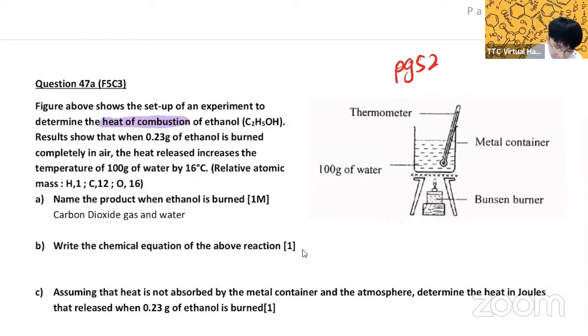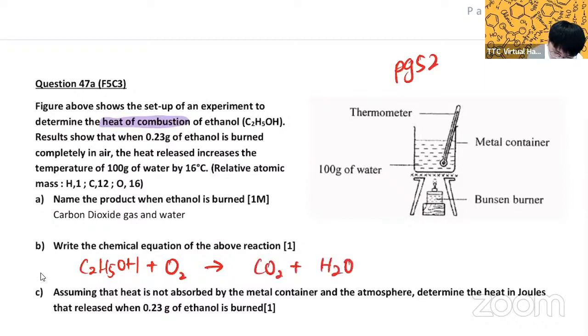Give the above chemical reaction as a chemical equation. So ethanol is C2H5OH. Burning, guys. Just now I told you, when should I add O2 and when should I not add O2? In this question, do you think you need to put O2? It's burning. You are burning that fuel, so definitely you have to put O2 into the equation. Unless it's a Bunsen burner, then no need. So add this into it. You get CO2 and H2O. And don't forget to balance the equation.